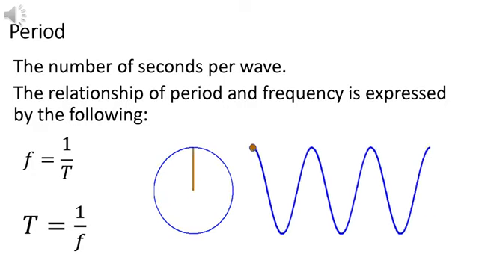The relationship of period and frequency is expressed by the following: frequency is equal to 1 over period, or period is equal to 1 over frequency. Yan. So this period, guys, ito yung time.